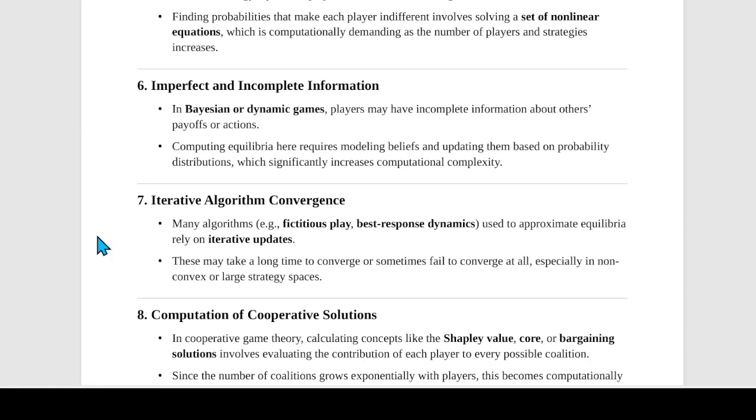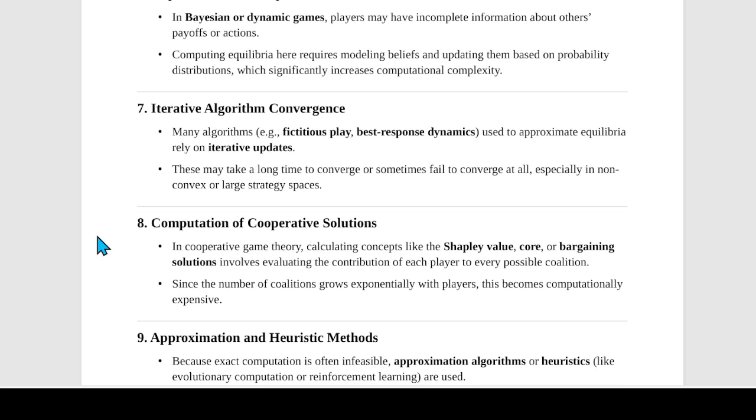Then there is perfect and imperfect or incomplete information, in games like auctions and signaling, where players don't know everything, right? A computer must model beliefs and update them using probabilities. This adds extra layers of complexity. Then we have iterative algorithms, which may not converge. Iterative methods like best response or fictitious play update strategies repeatedly. In this case, problems will take too long and might even never reach an equilibrium. So computers struggle in large and messy games.